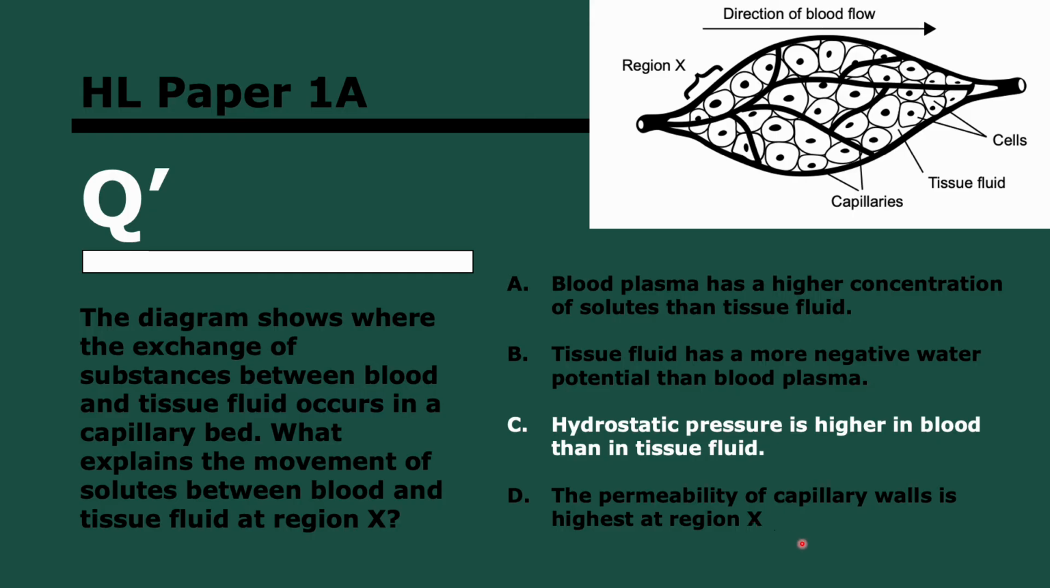And then D, the permeability of capillary walls is highest at region X. Well, the thing is, the exchange of solutes between blood and tissue fluid happens because of pressure, not so much because of permeability. Like, the capillary walls are permeable, but that doesn't explain why it moves in a certain direction in region X. I hope that makes sense. I can clarify in the comments if anyone needs more help in this regard.